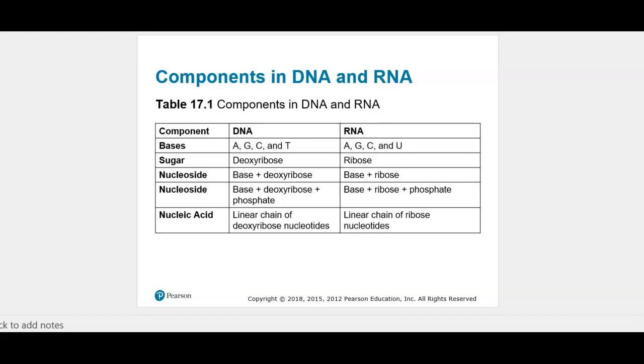Another summary is table 7.1 here, the components of the DNA and RNA. There's a base, there's a sugar. Bases and sugars combine to form a nucleoside. A nucleoside combines with phosphate to give you a nucleotide, and I see that's a little bit of a mistake here on the slide. Let me change this.